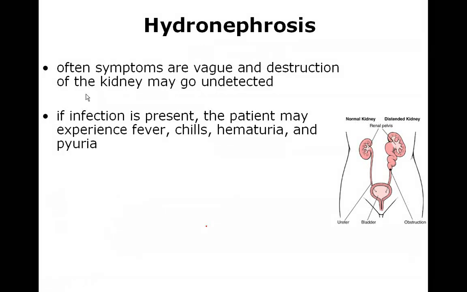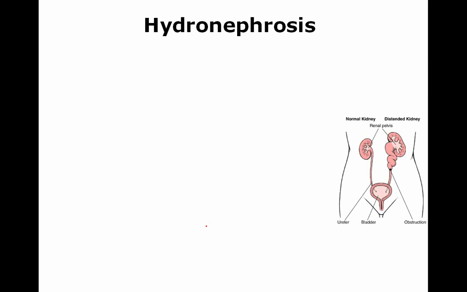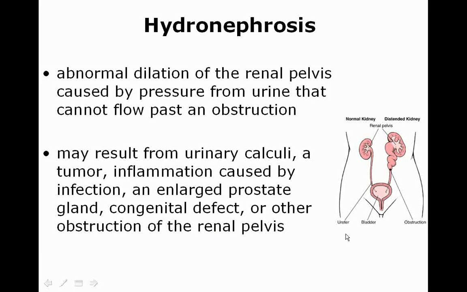So the symptoms of hydronephrosis may go undetected. They may be very vague symptoms, and destruction of the kidney may take place before the person realizes what type of problem they have. I need to back up on that last slide, to make sure I left it up there long enough for you to see my statement that the hydronephrosis may result from urinary calculi, tumor, inflammation, enlarged prostate, or a congenital defect, or any other obstruction of the renal pelvis. And that's all documented in your textbook under etiology.